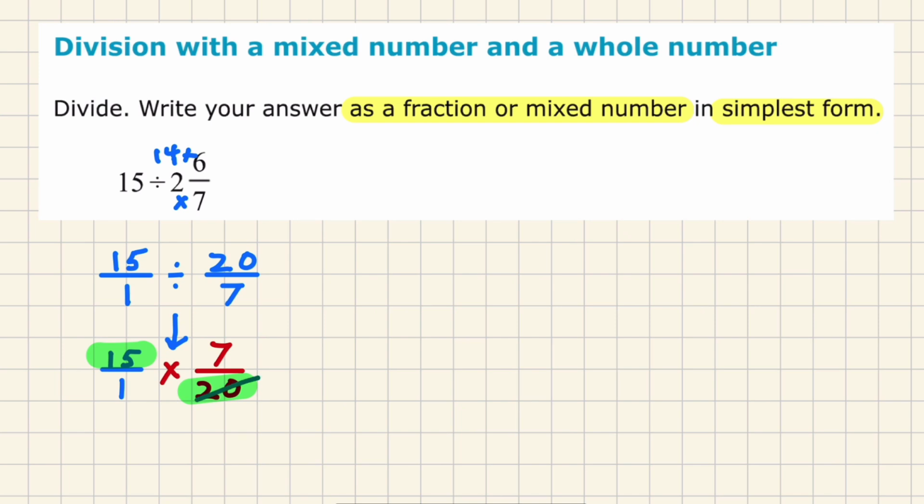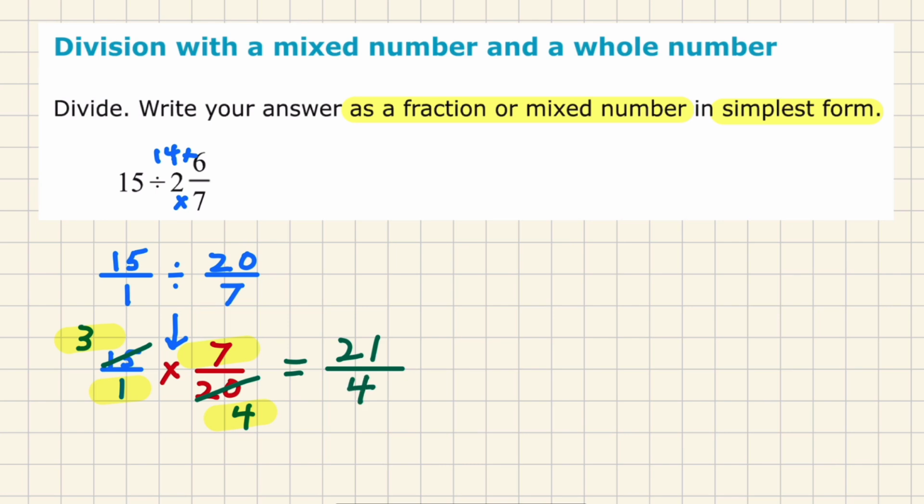20 divided by 5 is 4. 15 divided by 5, 3. And now that we've done any of the cross-canceling that's available, to multiply fractions, we multiply the numerators. 3 times 7 is 21. That's our new numerator. And then we multiply denominators. 1 times 4 is 4.